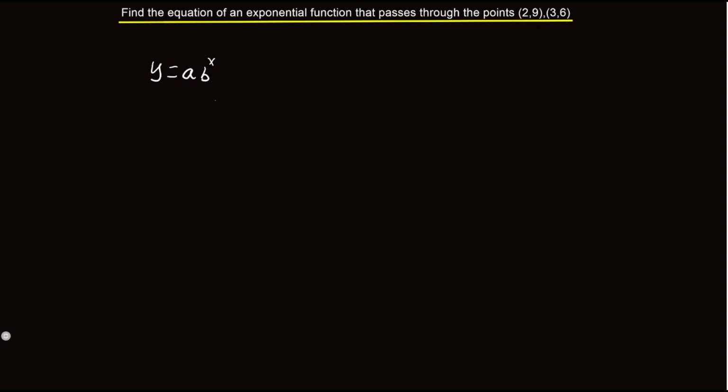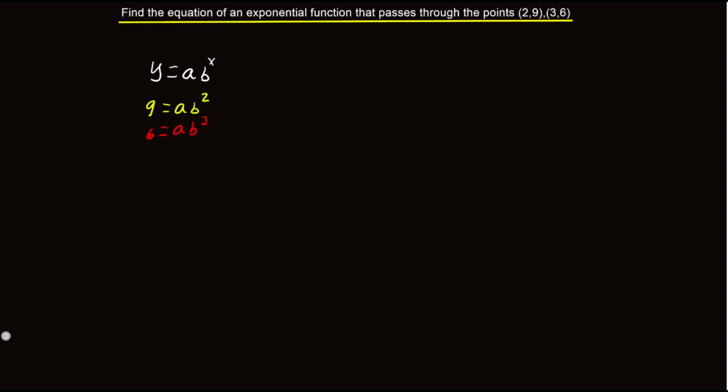And we will go ahead and plug that into our y and our x. So we have 9 is equal to a times b to the power of x, which is 2. And we also have 6 is equal to a times b cubed.